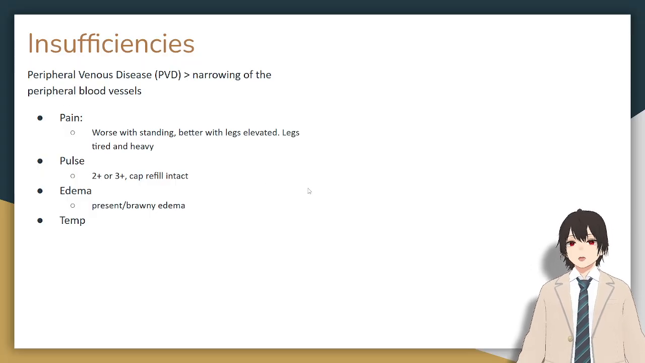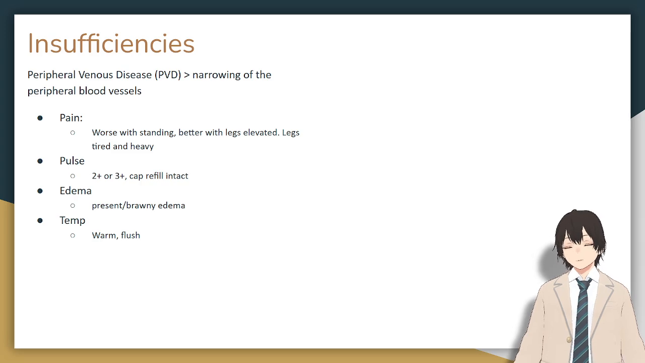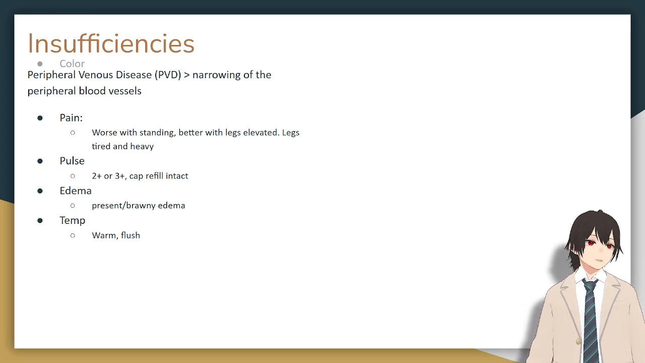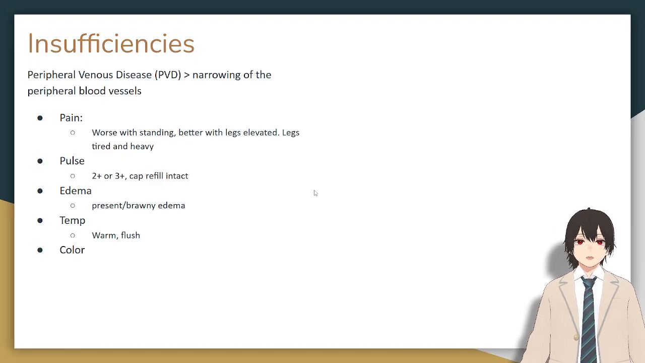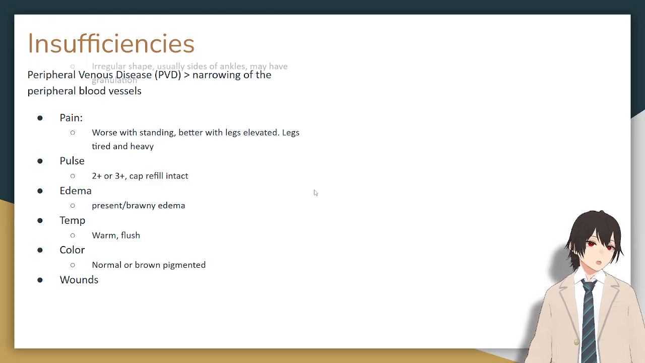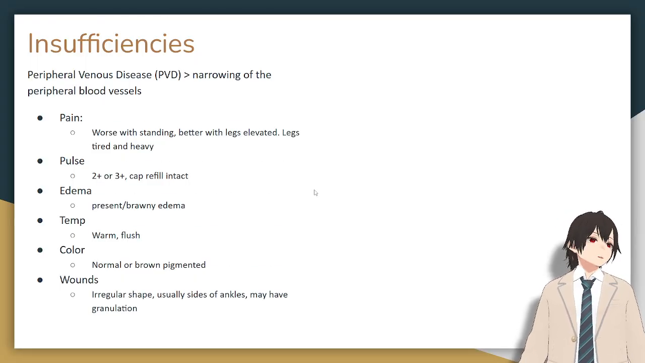Temperature-wise, warm and flush, right? Because the blood, it's warm and it has no problem getting to your foot. It's warm, okay? Now the color, it's going to be normal or slightly brown pigmented because of the brawny edema. Now, wounds are usually irregular shaped, usually on the sides of the ankles, may have some granulation, okay?